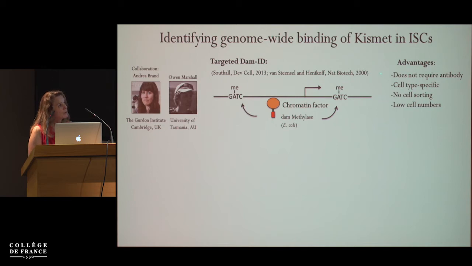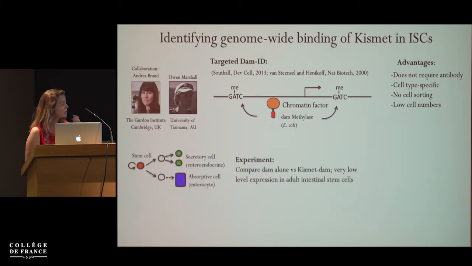So importantly for us, this allows us to map Kismet without an antibody that works for, say, ChIP-seq. It can be done in a cell type specific manner, so we can do this specifically in the stem cell. It does not require cell sorting, and we can do this with low numbers of cells. So Louis did the following experiment. He compared Dam alone, which is our control, with a Dam that's fused to Kismet. And this is expressed at extremely low levels in the stem cell.